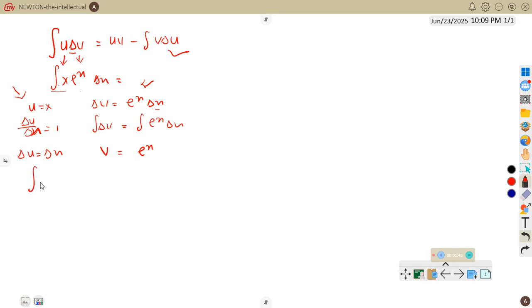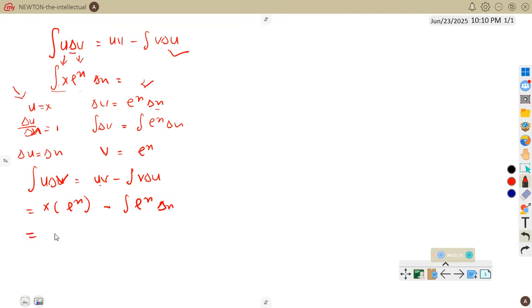We're saying that the integral of u dv is equal to uv minus the integral of v du. So now our u is what? Our u is x, so we put x multiplied by v. V is what? E to the power of x. Then we have minus the integral of v, which is e to the power of x. Then we add du, but du is what? dx. So we put dx.